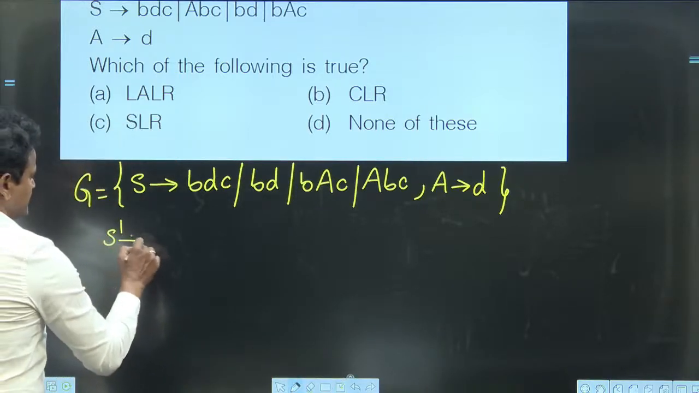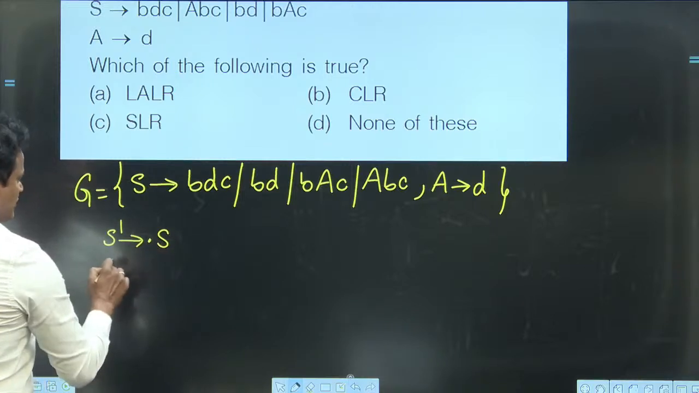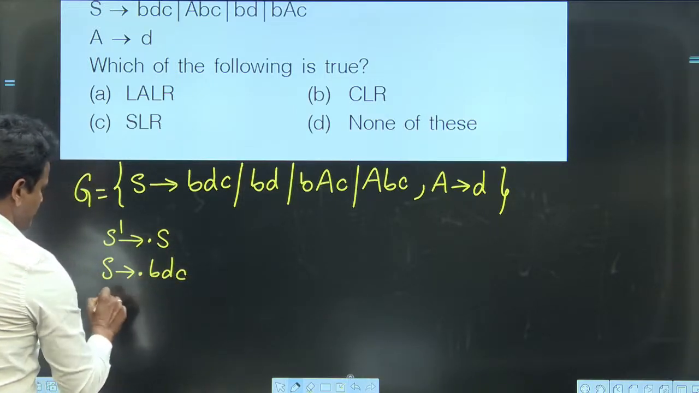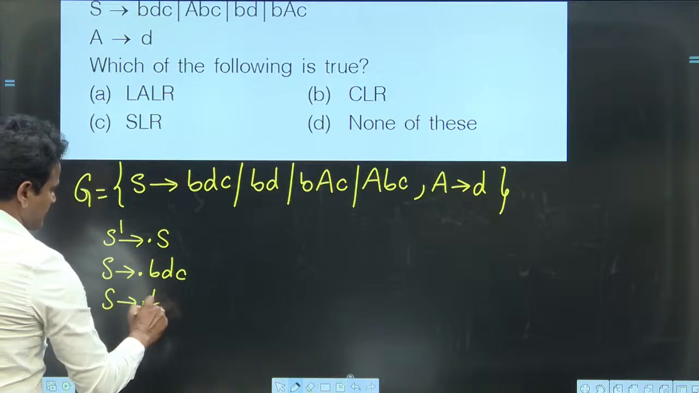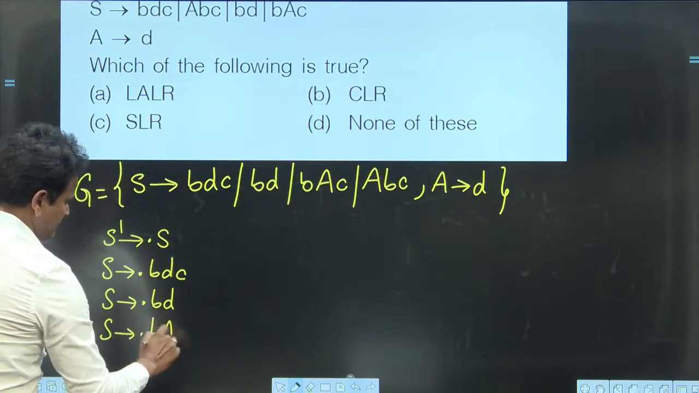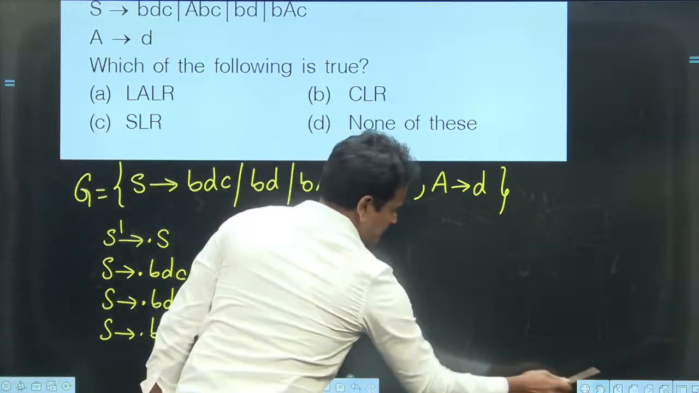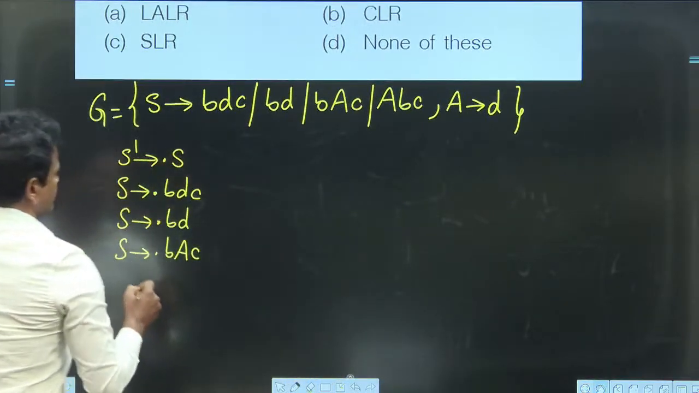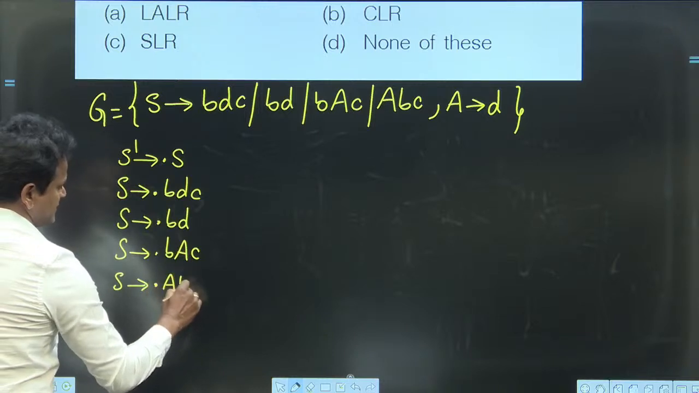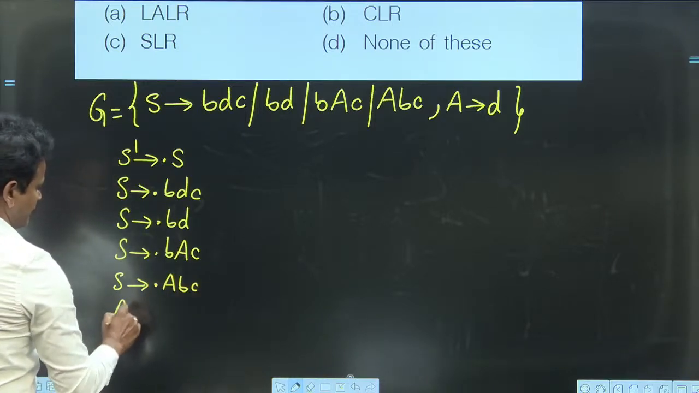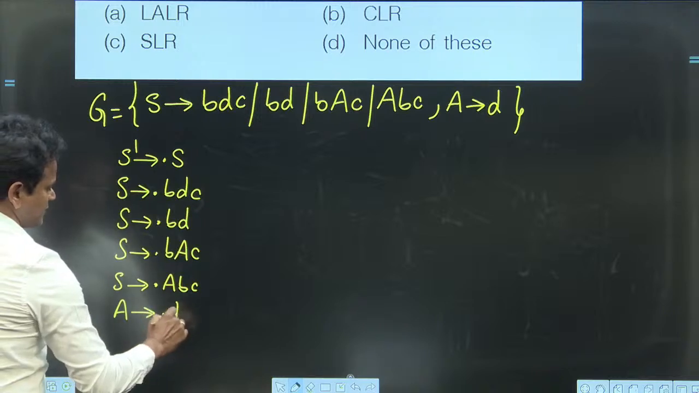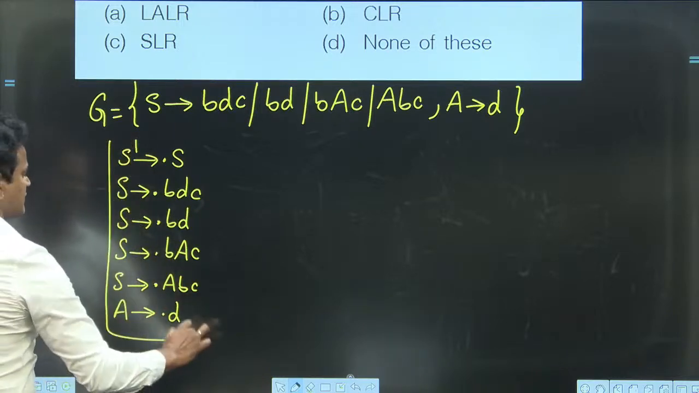S dash derives dot S. After dot S, add every production: BDC, BD, BAC. Then S derives ABC, then after dot A, we have to add every production of this one. So this is now the state.